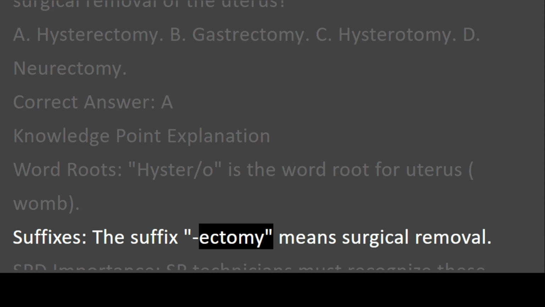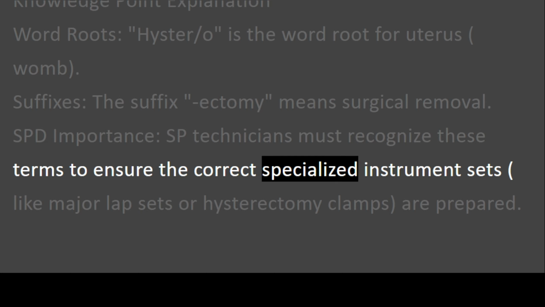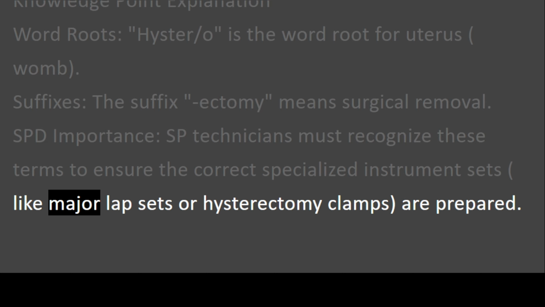Suffixes. The suffix ectomy means surgical removal. SPD importance. SP technicians must recognize these terms to ensure the correct specialized instrument sets, like major lap sets or hysterectomy clamps, are prepared.